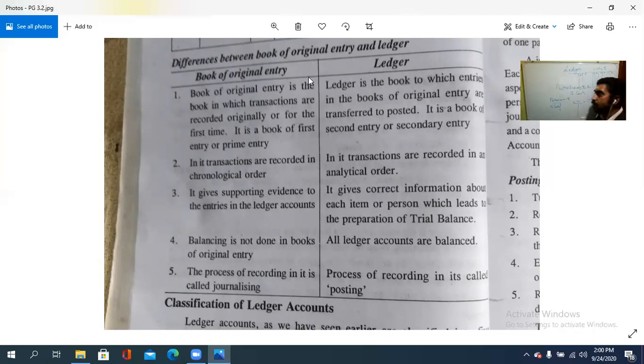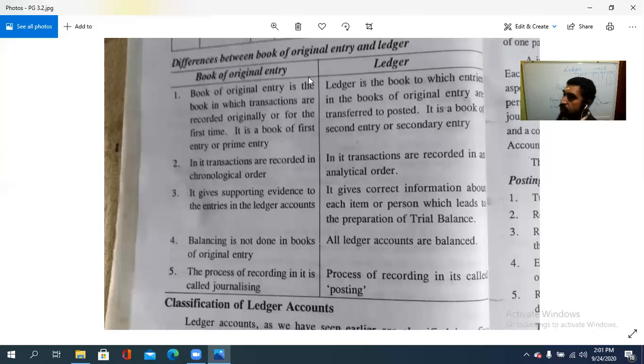Balancing is not done in the books of original entry because this is only journal preparation, isn't it? While all the ledger accounts are balanced. All the accounts prepared like this, what should we do? We should balance them. That is, of the debit side and the credit side, whichever is higher, the other side is having the balance. If the credit side is high, there is a balance in the debit side. If the debit side is high, there is a balance in the credit side. Some of the items will have debit balances, and some will have credit balances. So that is the case.